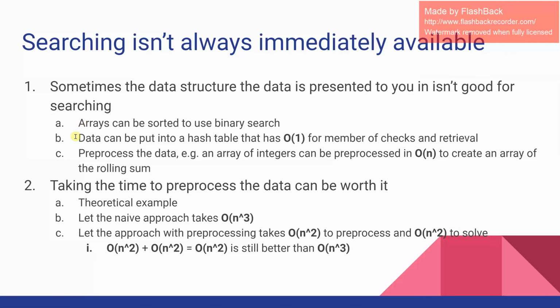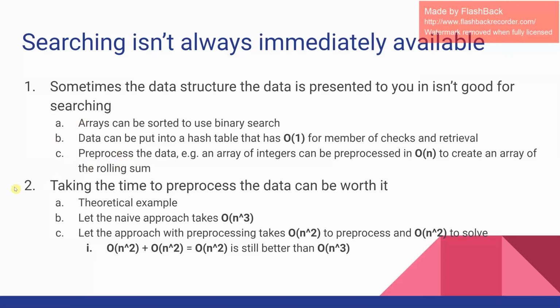Another example is that if you need to check for membership, you can do it with a hash table in only O(1), which could also be considered a type of search. And another example is that data can be pre-processed in a lot of other ways that aren't necessarily just sorting or putting into a hash table. For example, if you want to compute a rolling sum of an integer array, that can be computed in O(n), and then it makes it easier to search for things like the difference of numbers in that array.